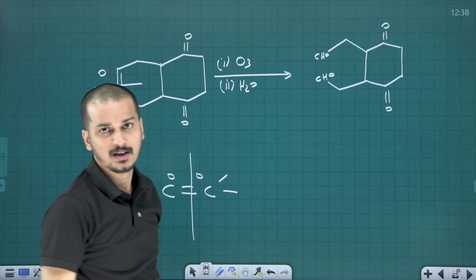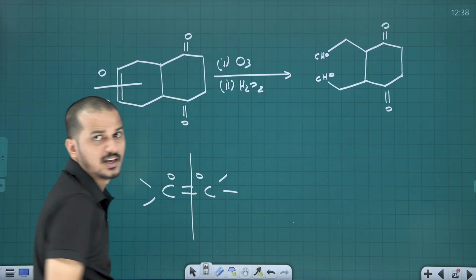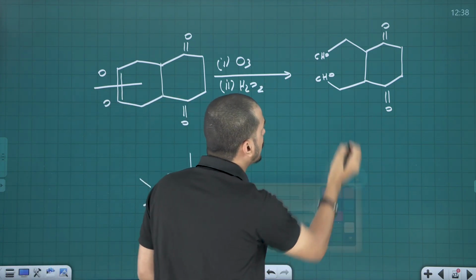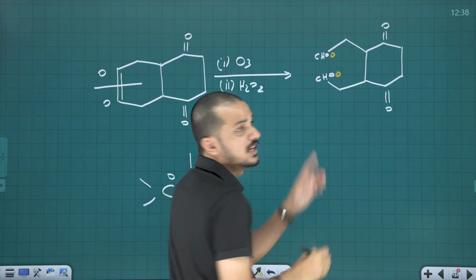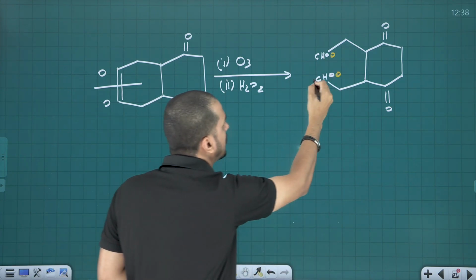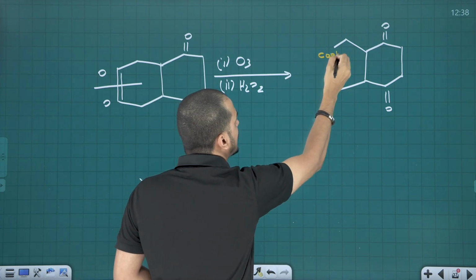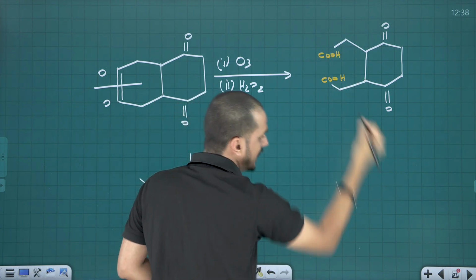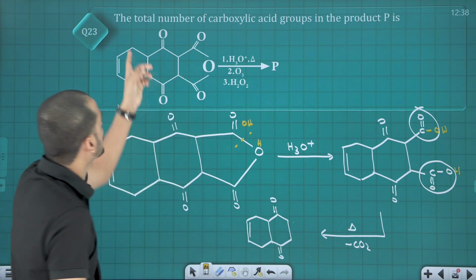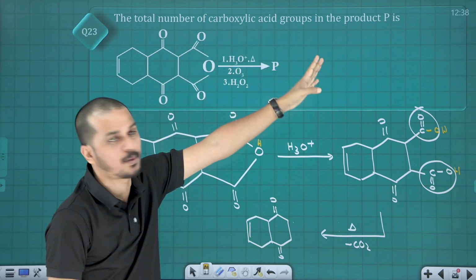If it is H2O, but you are taking H2O2, H2O2 means it will be further oxidized. One more oxygen will come, that is COOH will come. I can write like that. Okay, COOH. That's it. Now the question: the total number of carboxylic acid groups in the product P is.